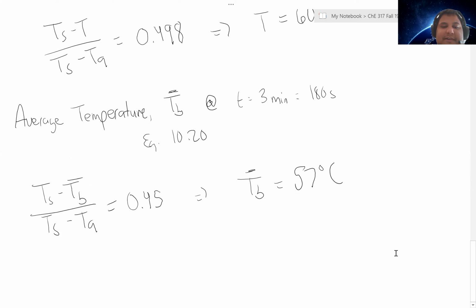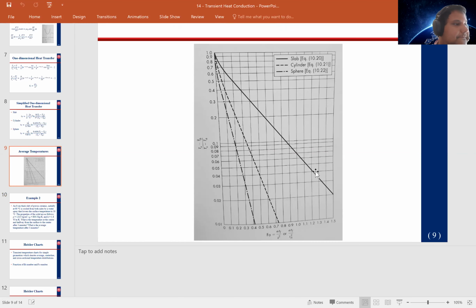Another way you can find the average temperature, if you didn't want to solve the extremely confusing portion of equation 1020, is to use the figure here for Fourier number, where we found the Fourier number earlier when t is 180 seconds. I believe we said it was 0.241. So about 0.24, 0.25. If you find the intersection between that and the slab line, we get what? What page is that on? This figure is on page 311. We get a value of about 0.45, which is what I said earlier. And so with a value of 0.45, you can solve based on the known temperatures for the average temperature.